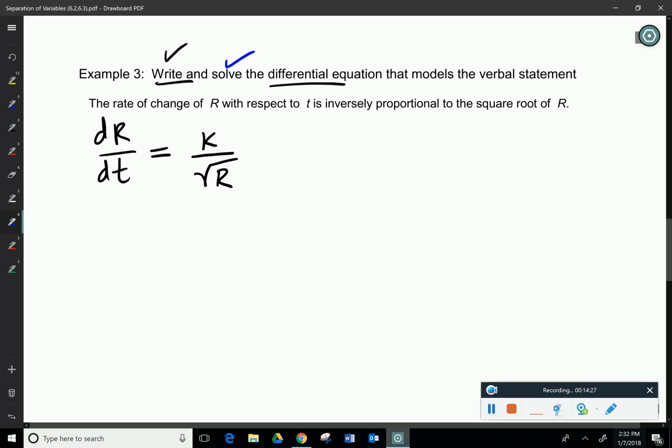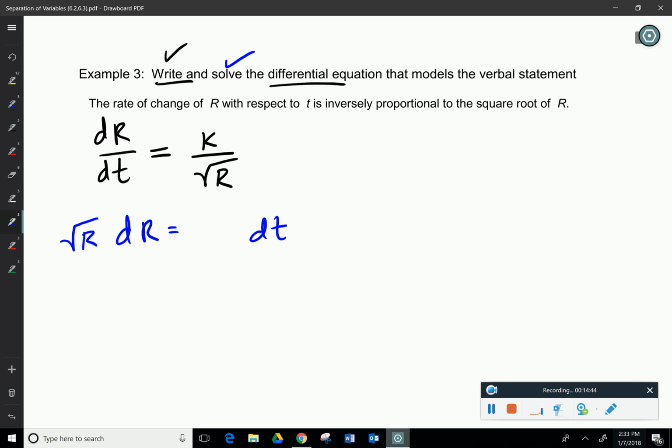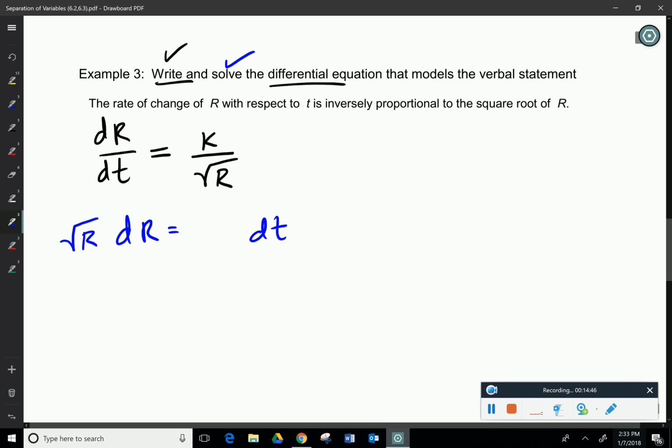And so now let's do the solving part, right? Since I have r's and t's, I'm going to separate. I'm going to leave the dr on the left, and I'll put the dt on the right. So I need the square root of r to come up over here to the left side with the dr. And since k is a constant, it really doesn't matter which side it goes on, but any constants that are available, I tend to just leave them on the right side, because eventually you're trying to solve for the left side, and it's just easier if you don't have your extra constant business over there.